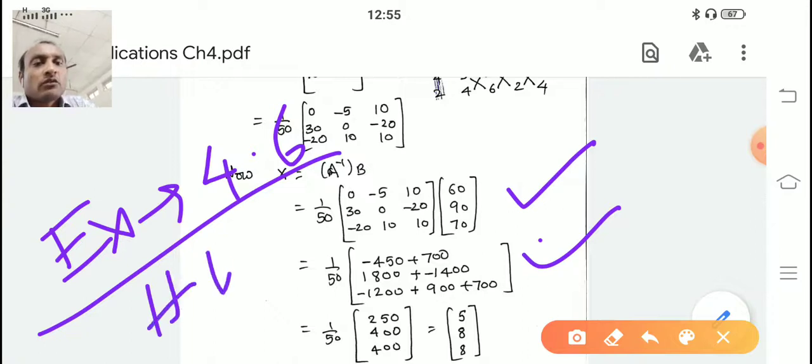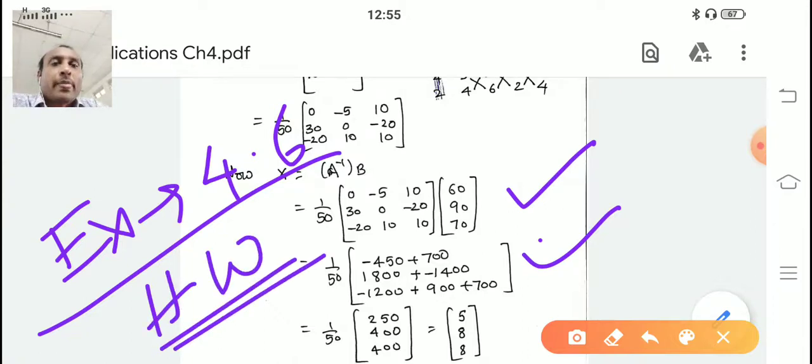Please do it as homework. Complete textbook exercise 4.6 as homework, solving the equations, then start the extra questions which I am going to explain tomorrow or day after tomorrow, based on the feedback I see.